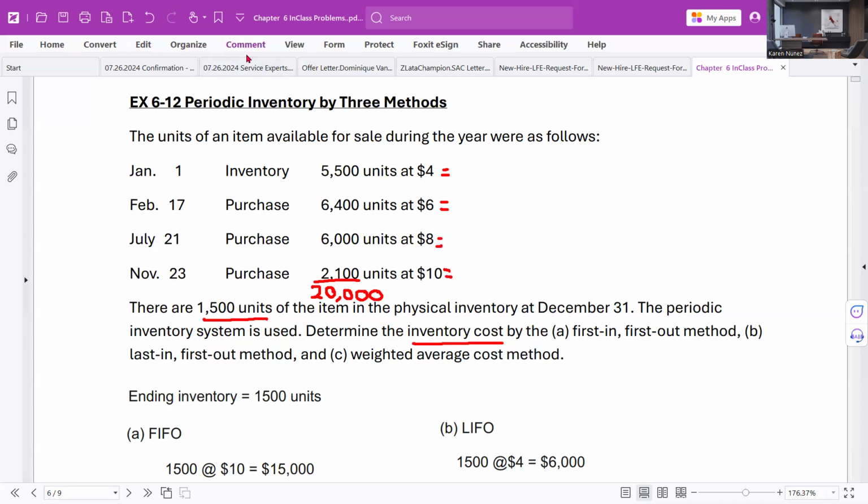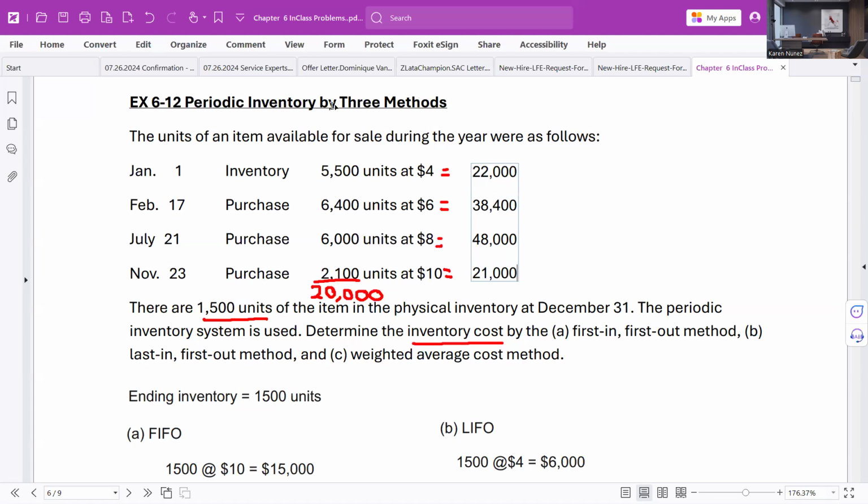Typewriter mode's a little bit easier for me. I'm going to switch to that. 5,500 units times $4 is $22,000. And 6,400 units at $6 is $38,400. And 6,000 units at $8 is $48,000. And 2,100 units at $10 is $21,000.